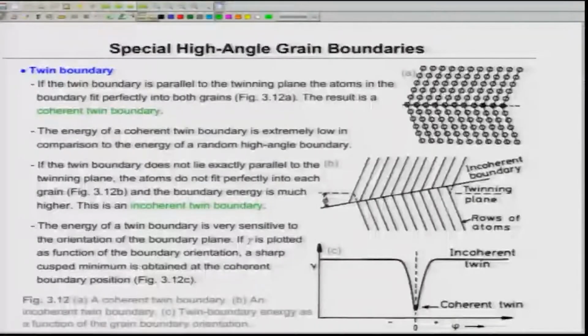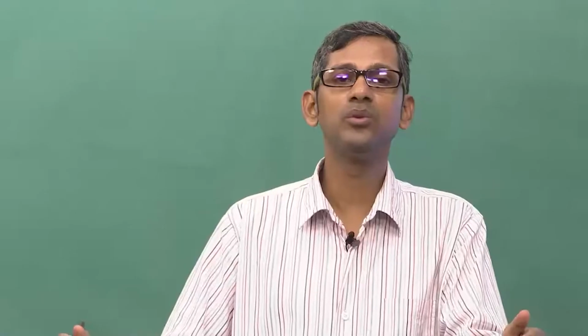Okay, let us take the special high angle grain boundaries. One such high angle grain boundary is known as a twin boundary. As you have seen in the low angle grain boundaries, the misfit between the two grains, the orientation misfit, can be accommodated by arranging dislocations at a particular interval. In the same way, twins can also be used to form special high angle grain boundaries. Okay, let us discuss what is a twin. A twin is nothing but a special arrangement of atoms where one part of the crystal becomes a mirror image to the other part of the crystal along a boundary.